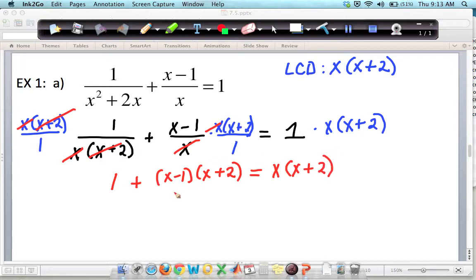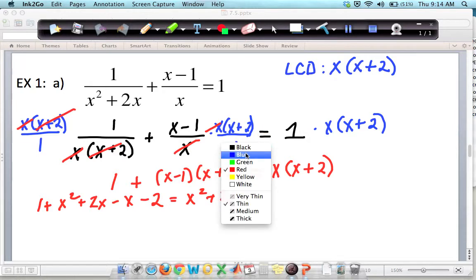Okay, so now we need to solve. I'm going to FOIL the x minus 1 times x plus 2, and I'm going to have x squared plus 2x minus x minus 2 equals, and on the right hand side I'm going to distribute the x, and I have x squared plus 2x.